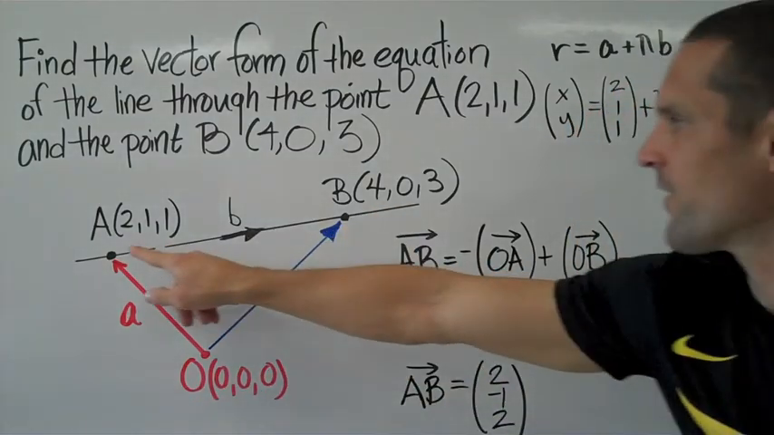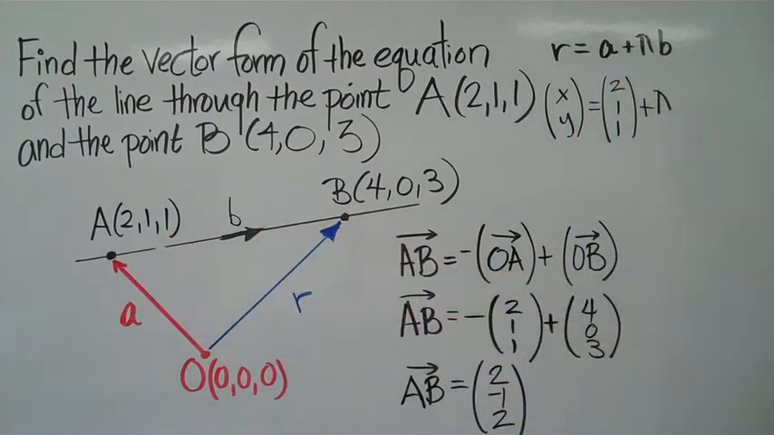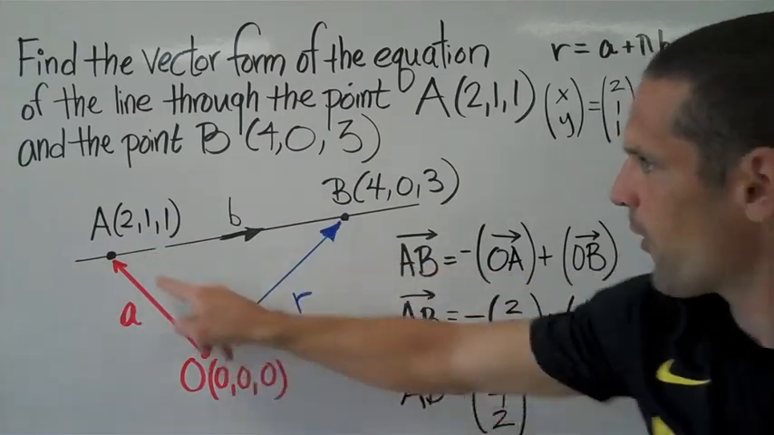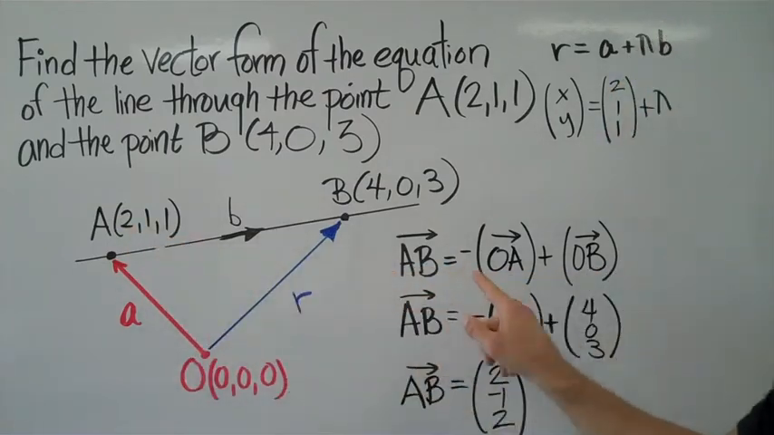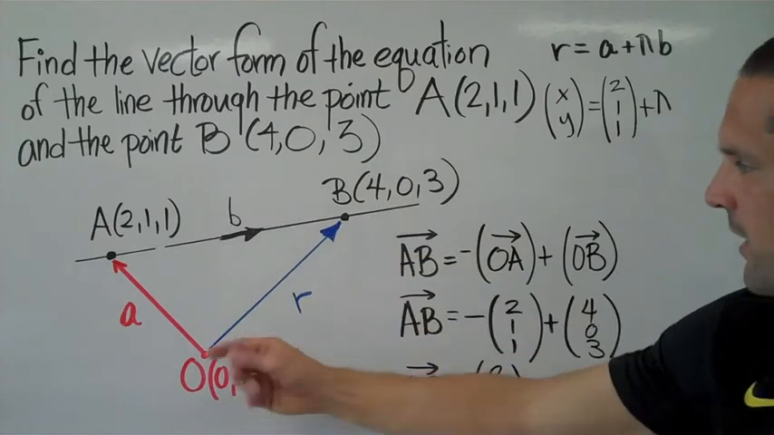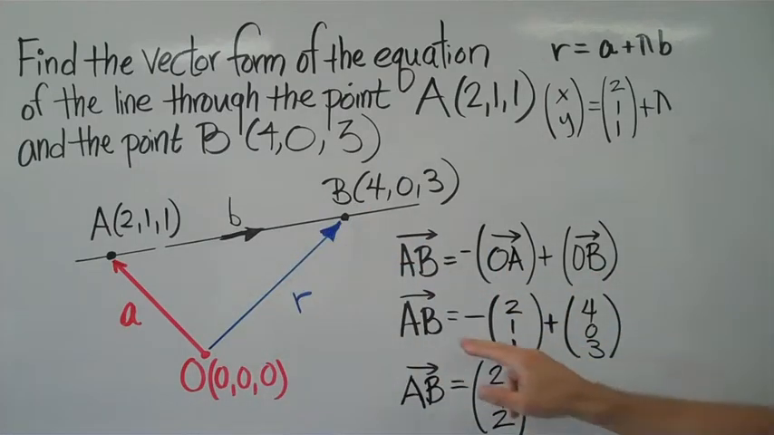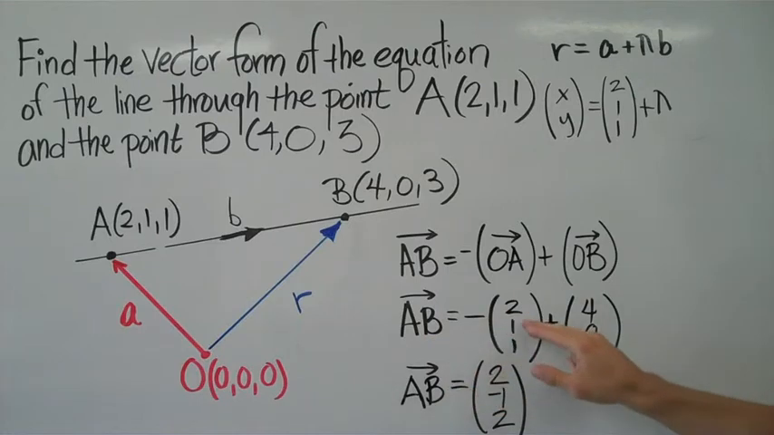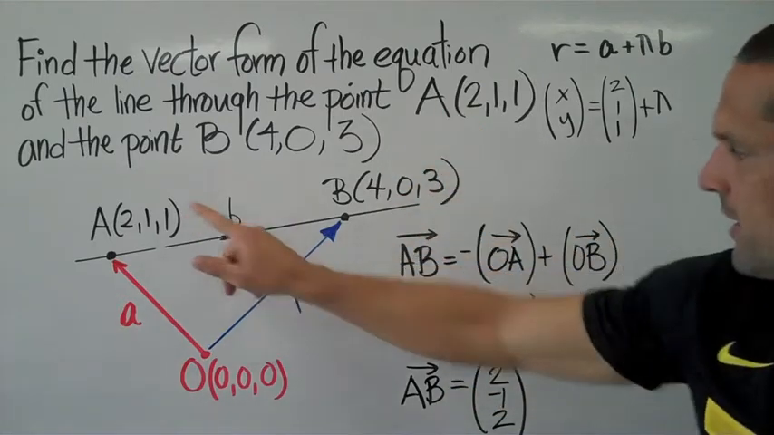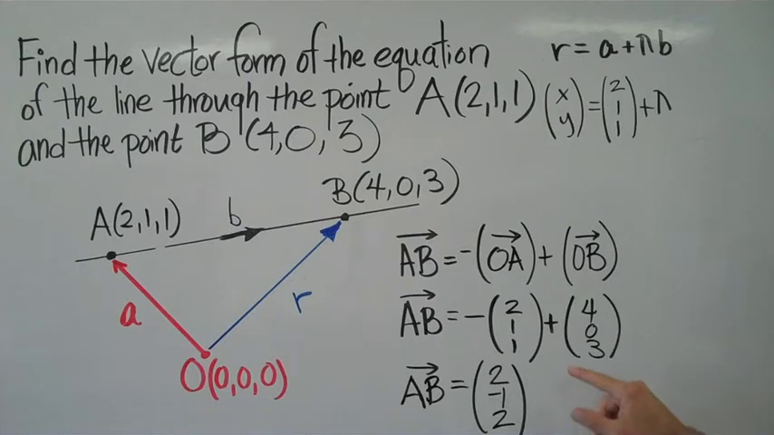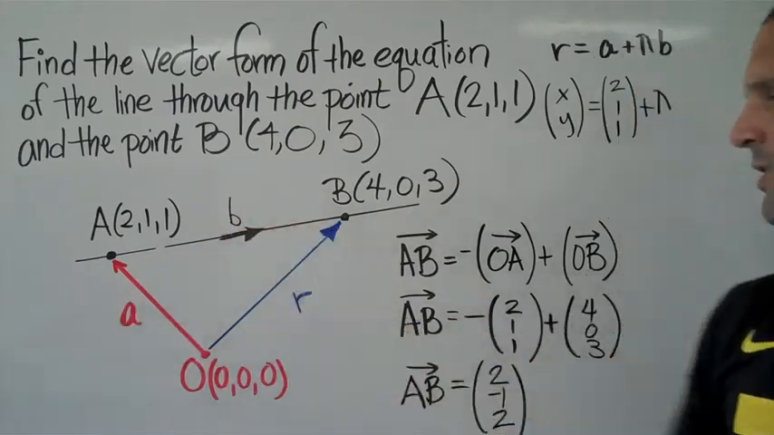So we can find the vector from A to B is really the opposite of OA, which is AO, or we could say negative OA. We're coming down here, and then going up r, which is OB. So AB is the opposite of (2, 1, 1), I got that from here, plus (4, 0, 3). When I add those together, I get AB is (2, -1, 2).